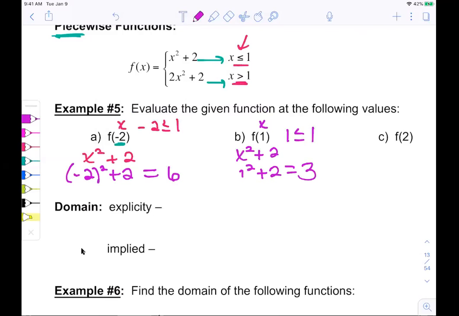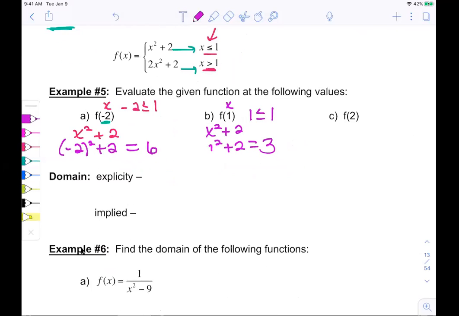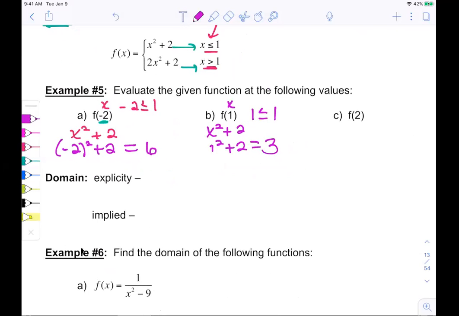So again, I don't have two answers. If I had two answers, then it wouldn't be a function, because then I'd have one x value and two y's, and that's not a function. So that's why I have one x value pertaining with one y, because it's a piecewise function. I'm choosing the correct piece. Looking at the last one, my x value is now 2. Well, 2 is greater than 1, so now I'm using 2x squared plus 2.